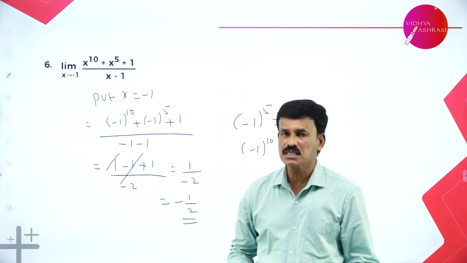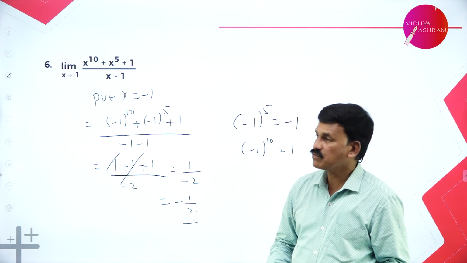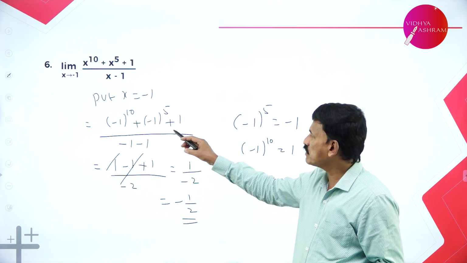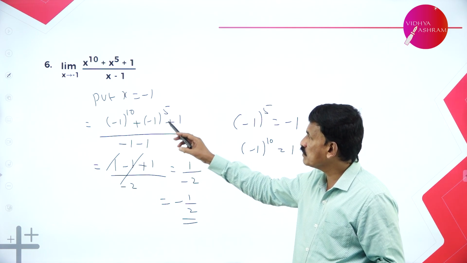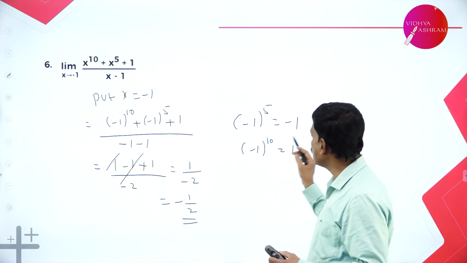So the value of the limit is minus 1 by 2. Just put x is equal to minus 1. If you put x is equal to minus 1, then (minus 1) to the power of 10 plus (minus 1) to the power of 5 plus 1 divided by minus 1 minus 1. If you multiply minus 1 five times, you will get a negative value.